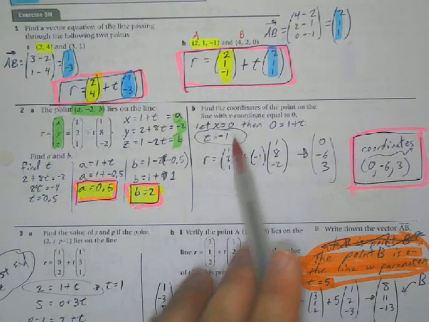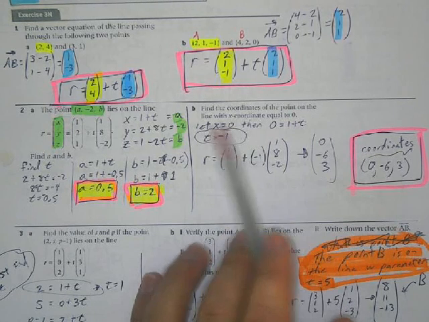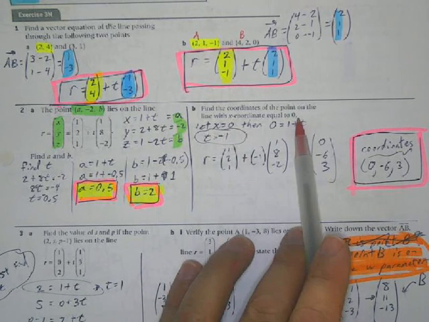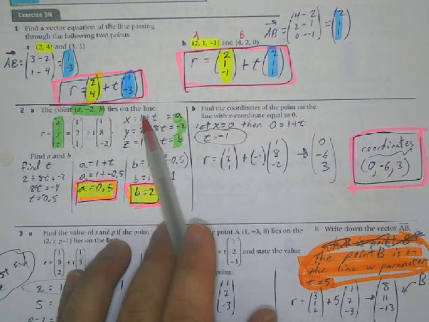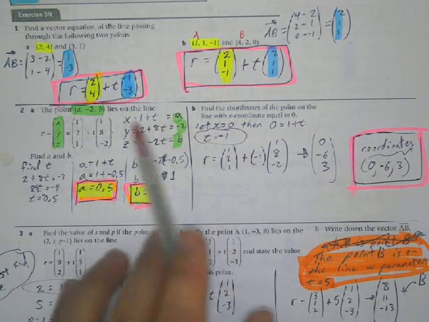Find the coordinates of a point on the line with x coordinate equal to 0. So if I make the x coordinate equal to 0, then I've got 1 plus t.